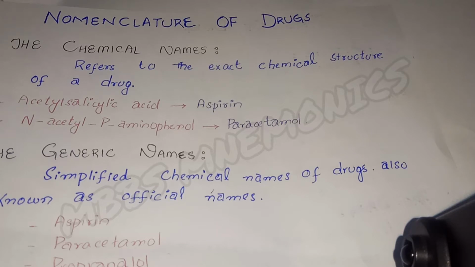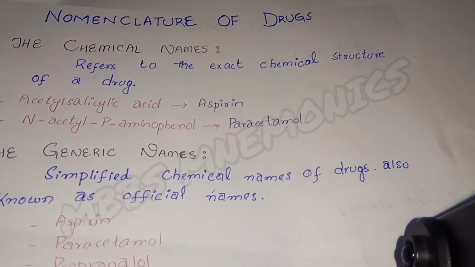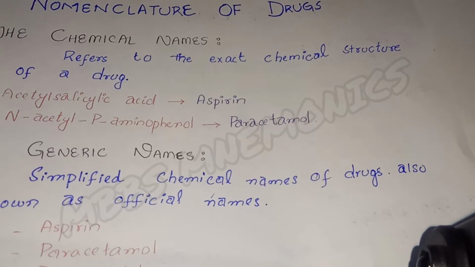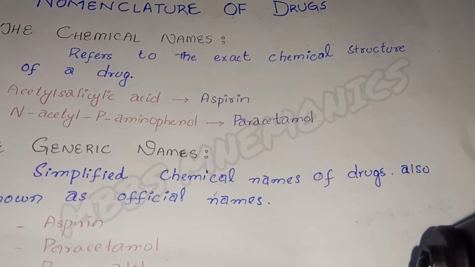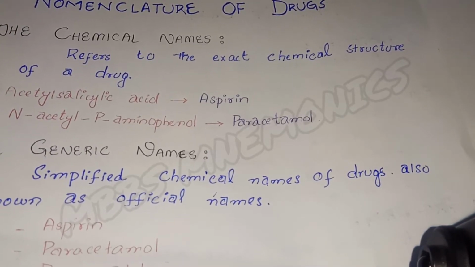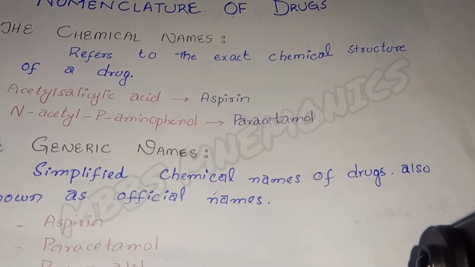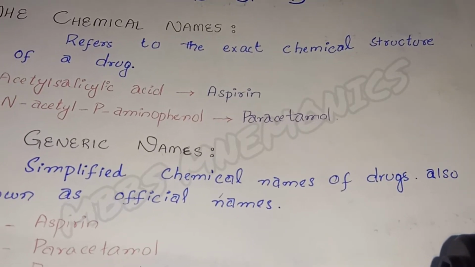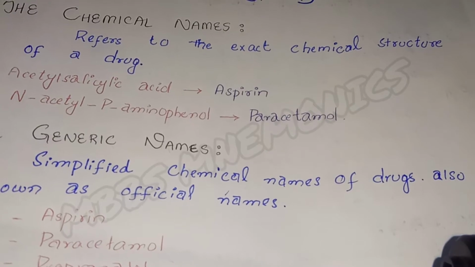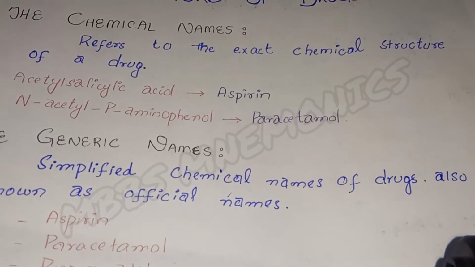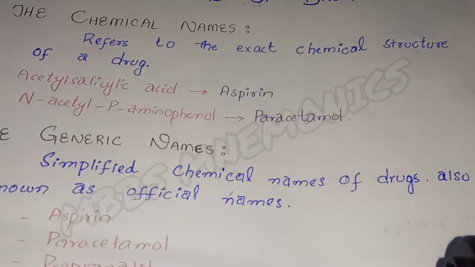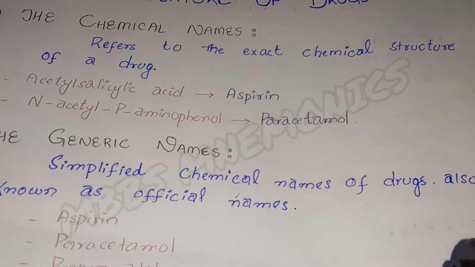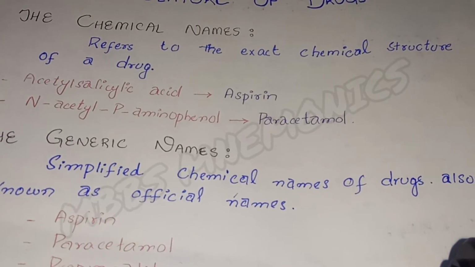So starting from the very first, that is chemical names. Chemical names refer to the exact chemical structure of a drug. They are lengthy and complex, and they are not suitable for our everyday prescriptions because they're lengthy. So they're only important for the scientists and chemists, not important for us.